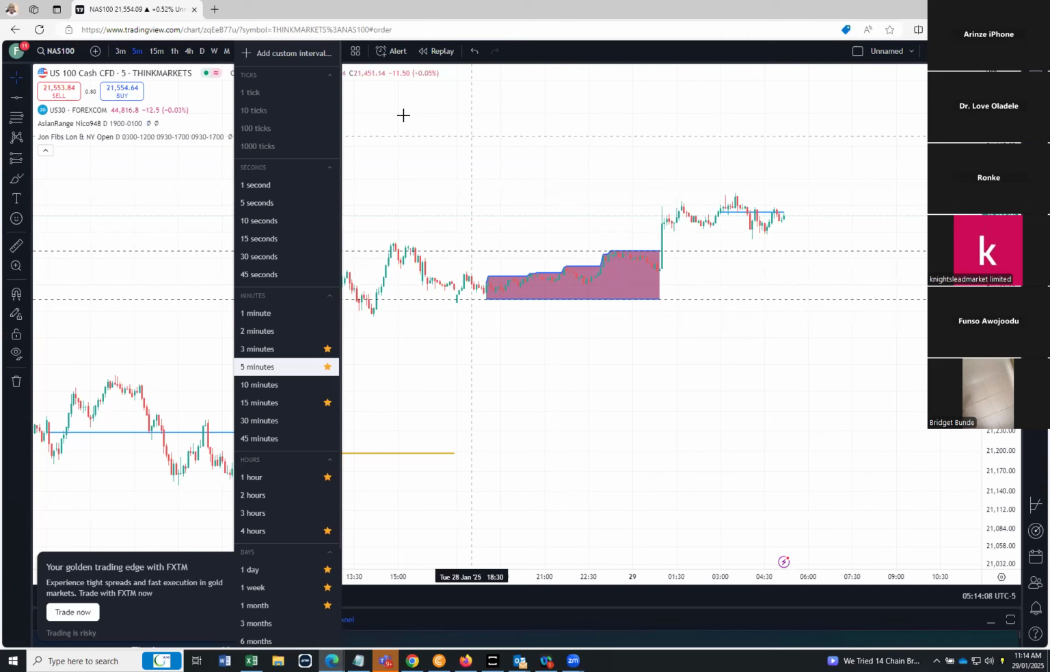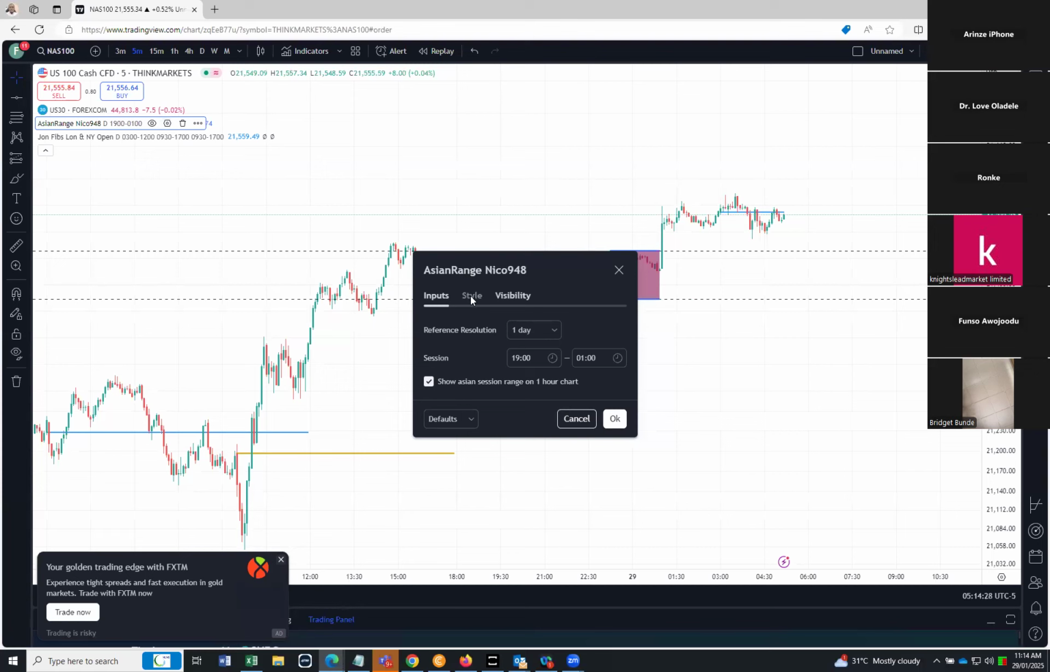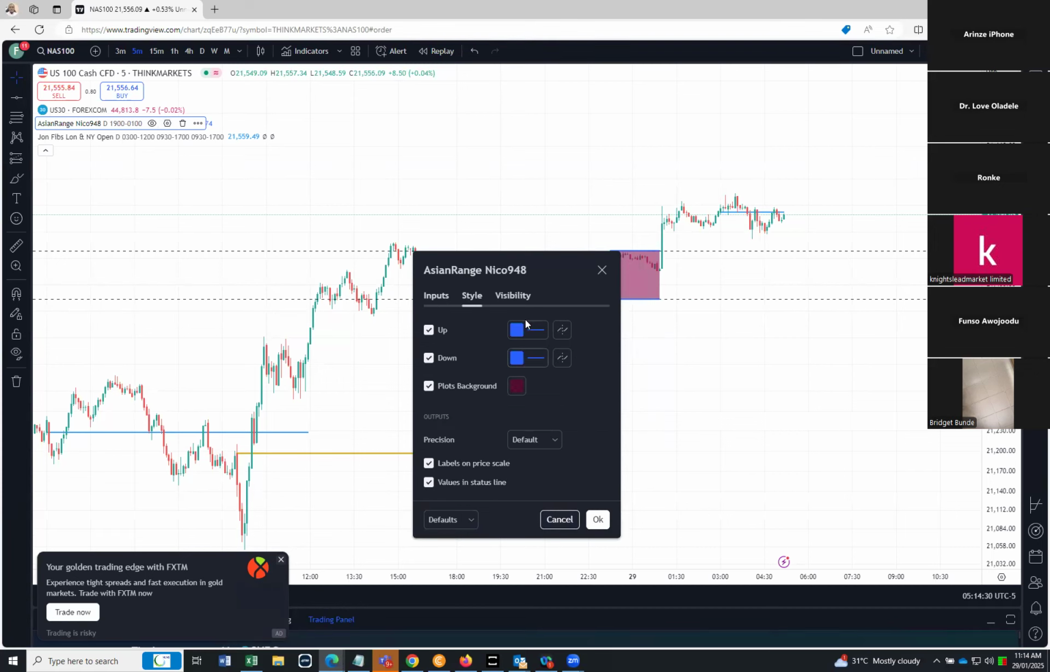You are seeing it now. Yeah. Okay. So I can just change the color if I want. Yeah, you can change the color to whatever you want. Go to the same Asian range, do settings, then that will be under style. So you can change the color, but make sure that you use a color that will highlight the high and the low properly for you.